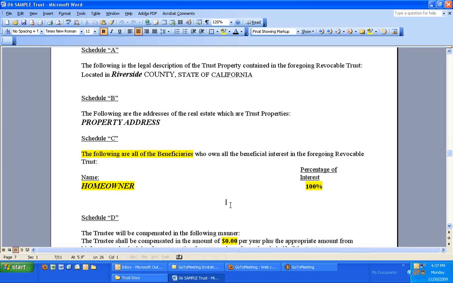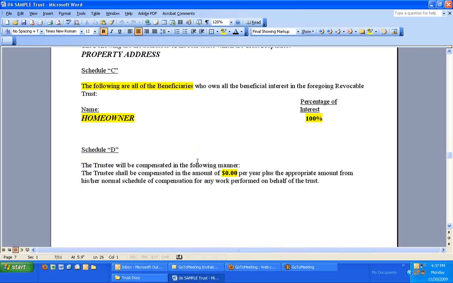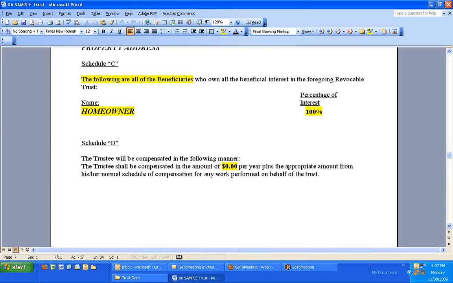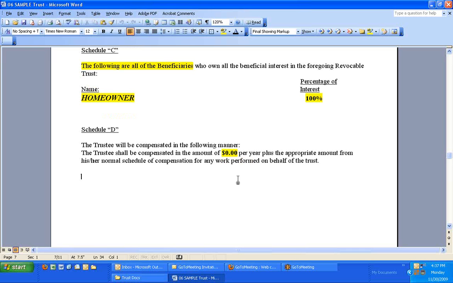Last item here is the trustee will be compensated in the following manner. This is us as the trustee being compensated in the amount of $0 per year for our work here. So that is the totality. There is no payment to us, as we've said many times in our videos, that there is no charge to the homeowner or to you at any time.